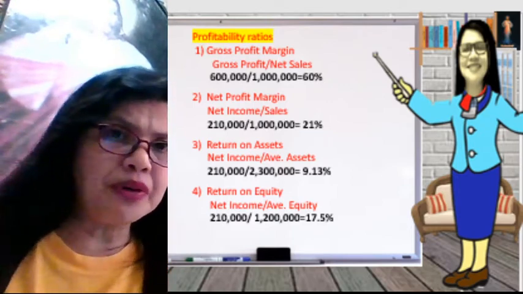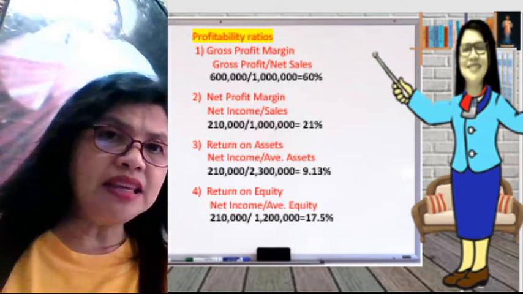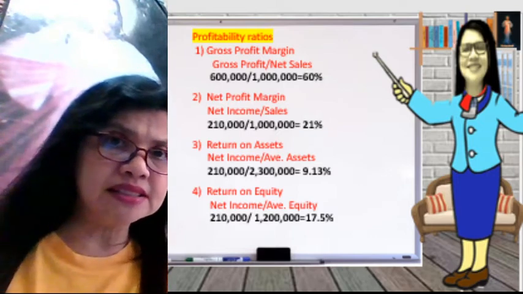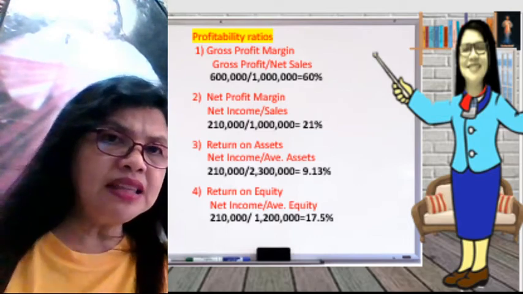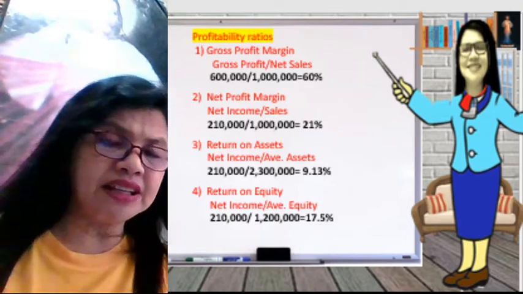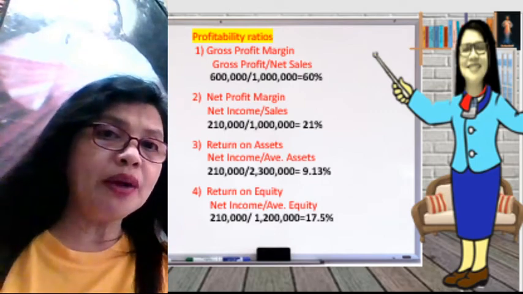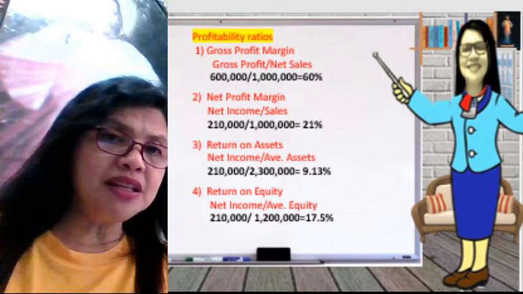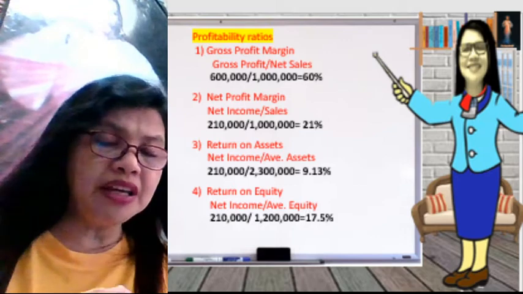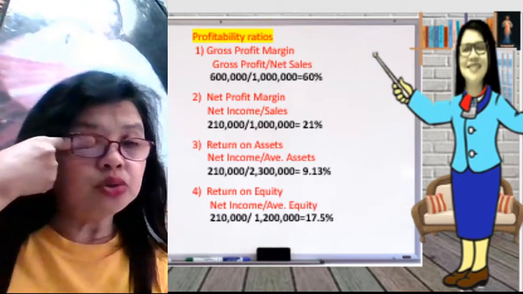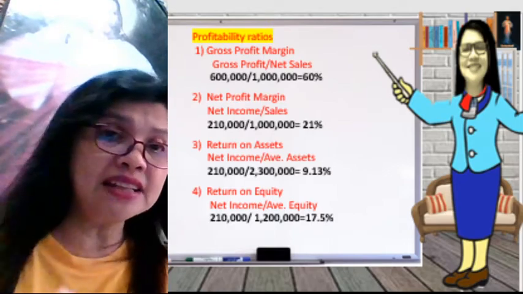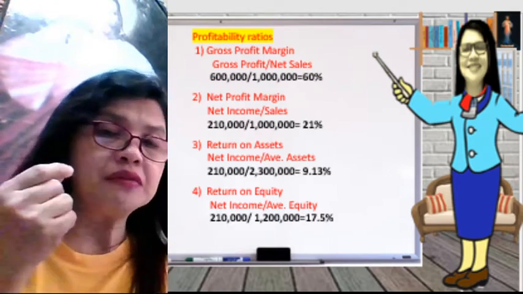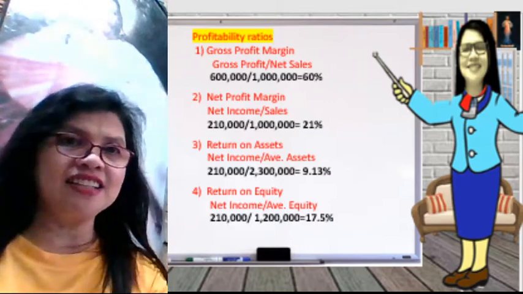But for your net profit margin, we have the net income over the net sales. So here we use the net income. Net income divided by the net sales will give us 21%. That means for every peso sales, 21 centavos goes to your net income.